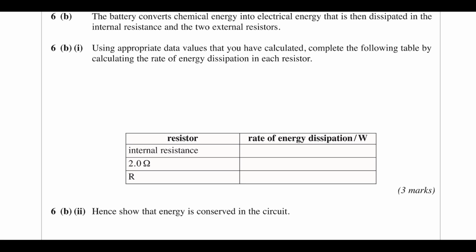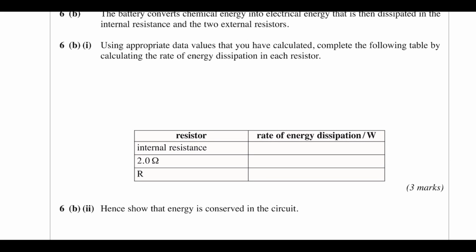Because we know the potential difference, I'm going to use the P equals V squared over R method. Across the internal resistance, the potential difference was 6.3. So we square 6.3 and divide by 1.5, giving us 26.46. So that's basically 26 watts.